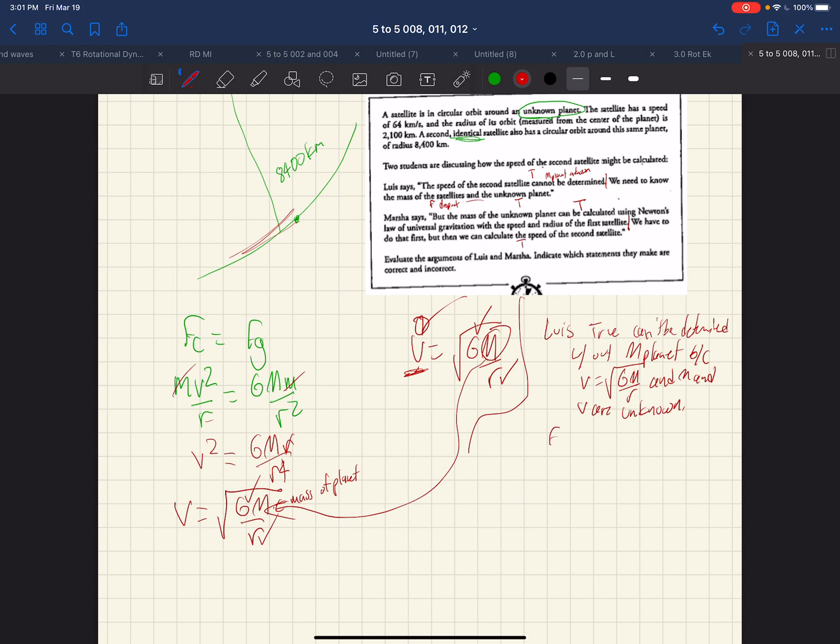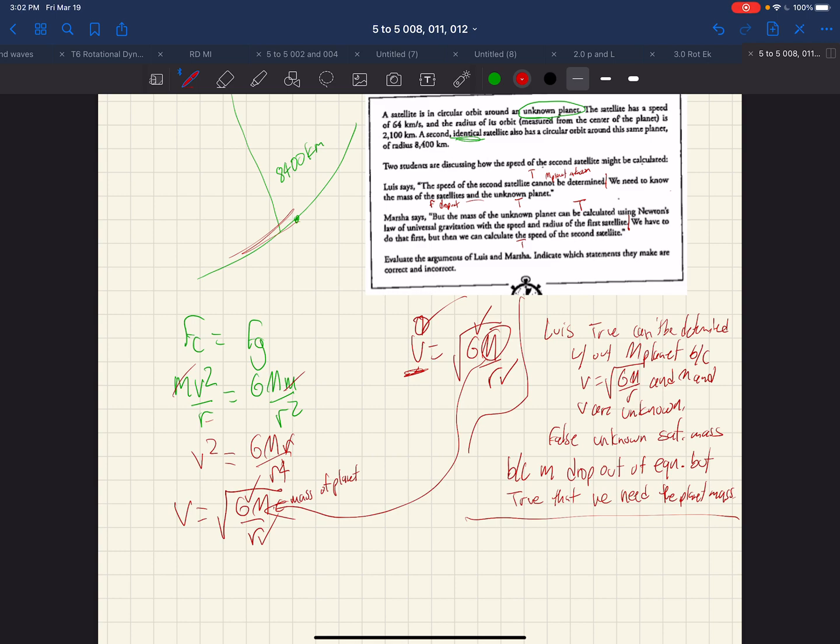It is false for the satellites, because the little m's drop out of the equation. But true that we need the planet mass. So that's the level of detail we want to provide in our justifications.